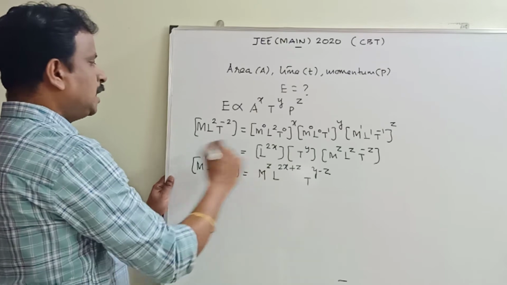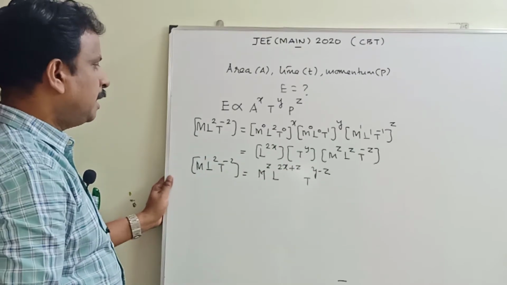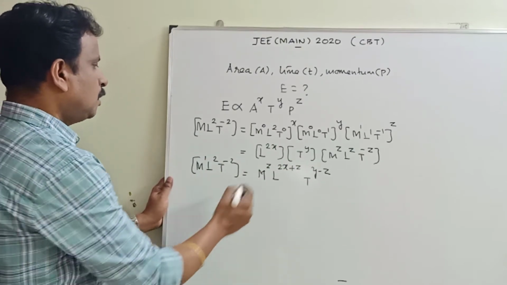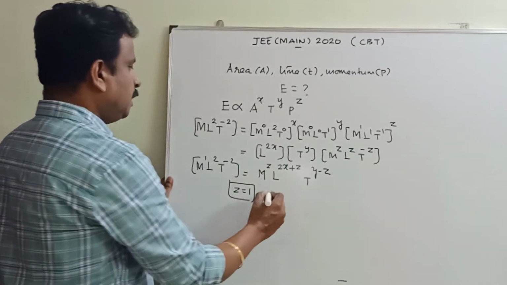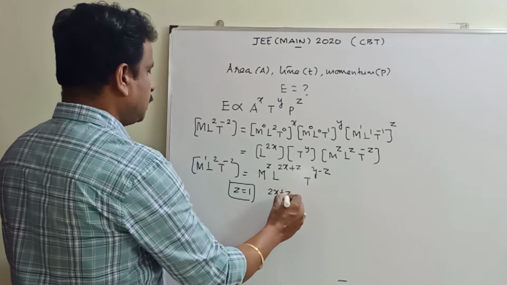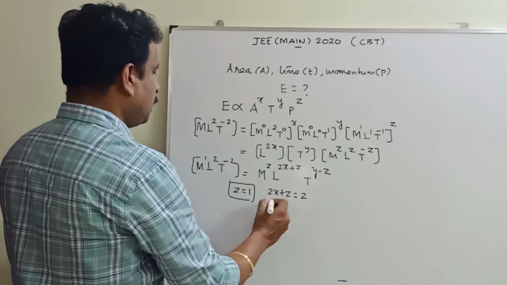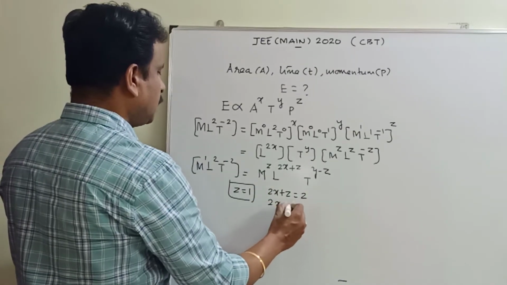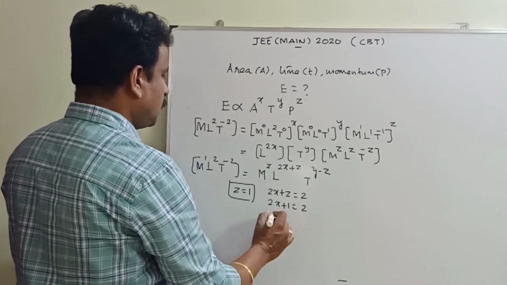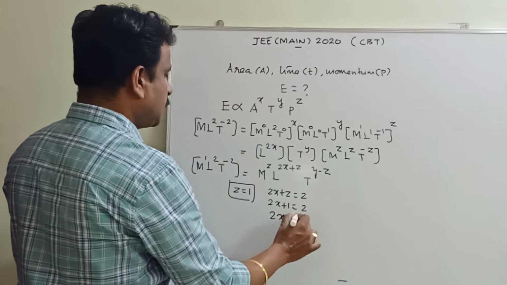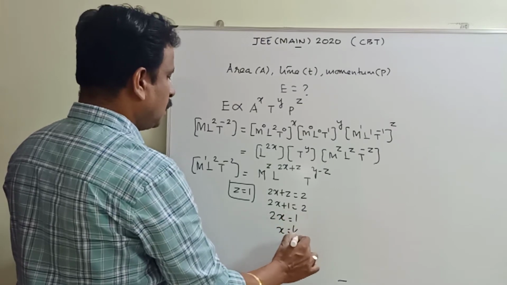Now equate the powers of M, L and T. So z equal to 1. Then 2x plus z is equal to 2, so 2x plus 1 is equal to 2. So 2x is equal to 2 minus 1, that is 1. Therefore x is equal to 1 by 2.